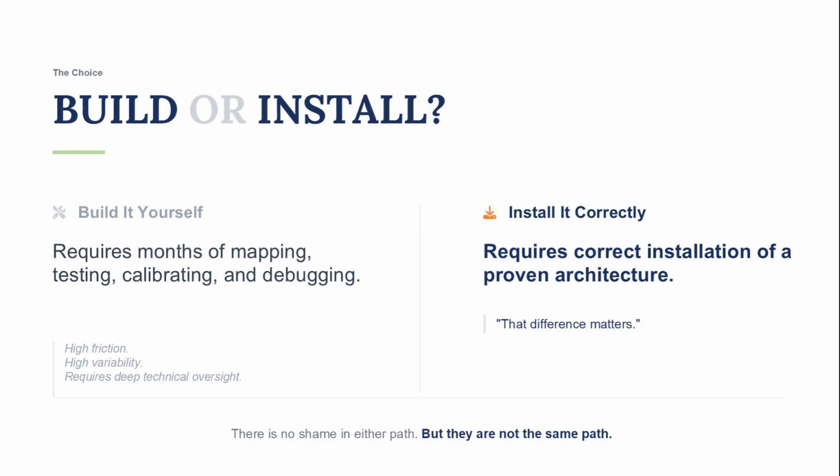There are two paths. You can build it yourself or install it correctly. If you build it yourself, it requires months of mapping, testing, calibrating, and debugging. Even then, there's high friction, high variability, and it requires constant technical oversight. Or you install it correctly, using a proven architecture, installed the right way, from the start. And that difference matters. There's no shame in either path, but they are not the same path. Once that decision becomes clear, another distinction emerges.